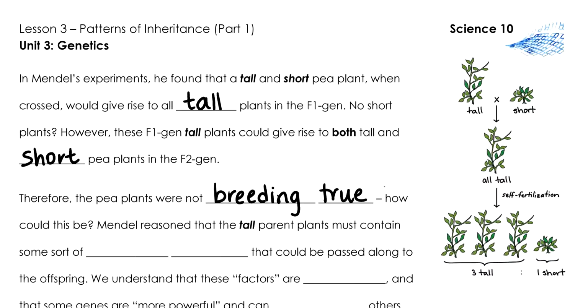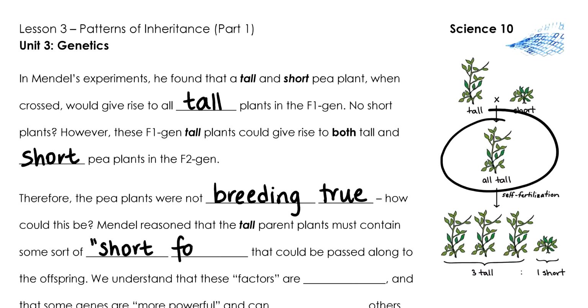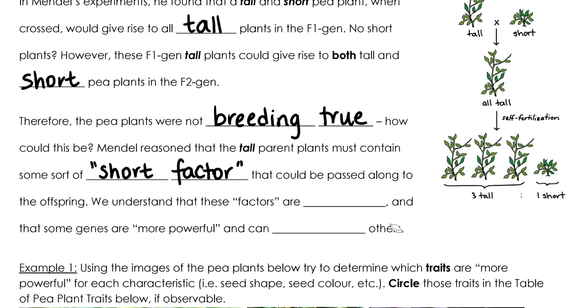Why? How could this be? Well, he reasoned that the tall parent plants, these guys here, must have some sort of short factor, a secret recipe for shortness that could be passed along to their offspring, but that wouldn't be visible in that organism itself. We now understand that these secret factors are actually just the information stored in your genes. And further, some genes can be considered more powerful than others and can override other genes.